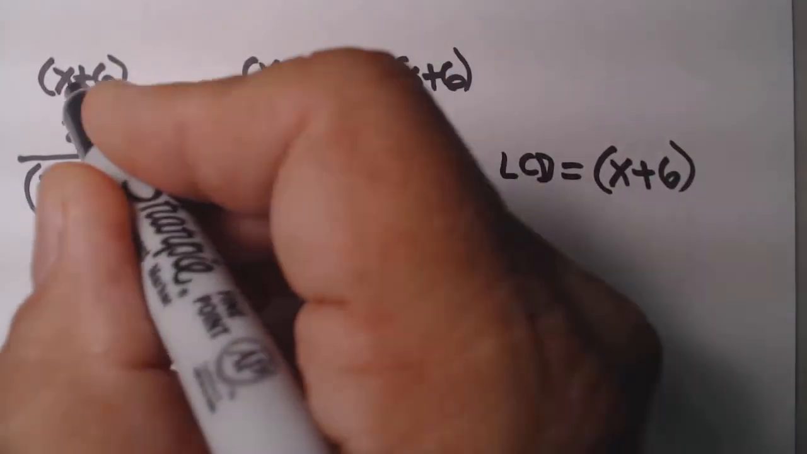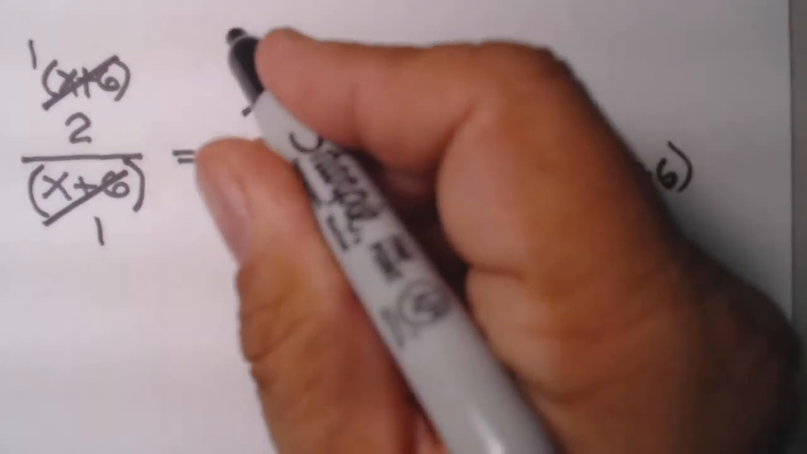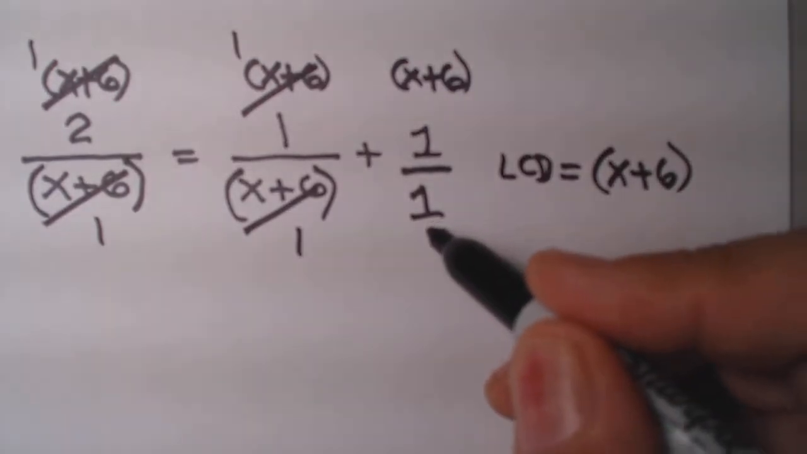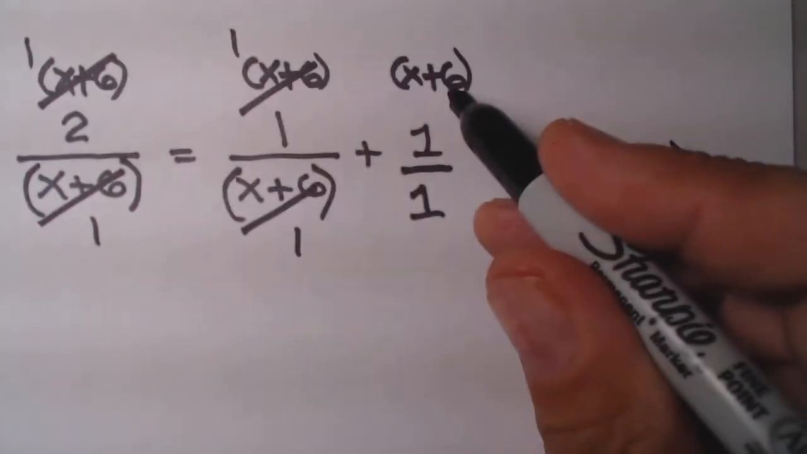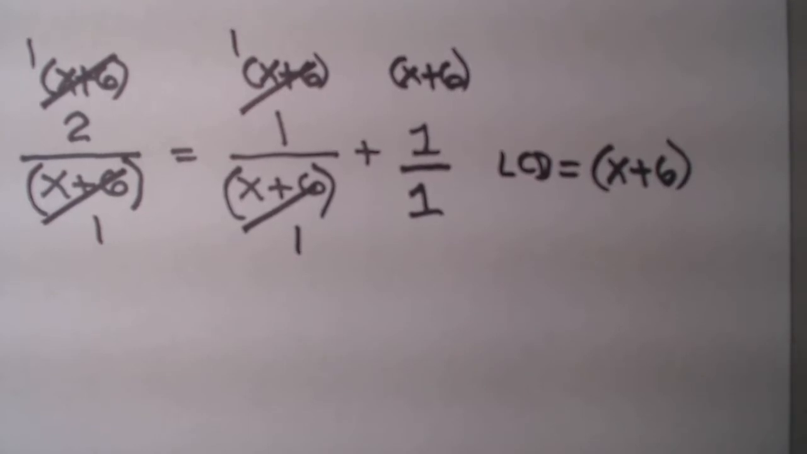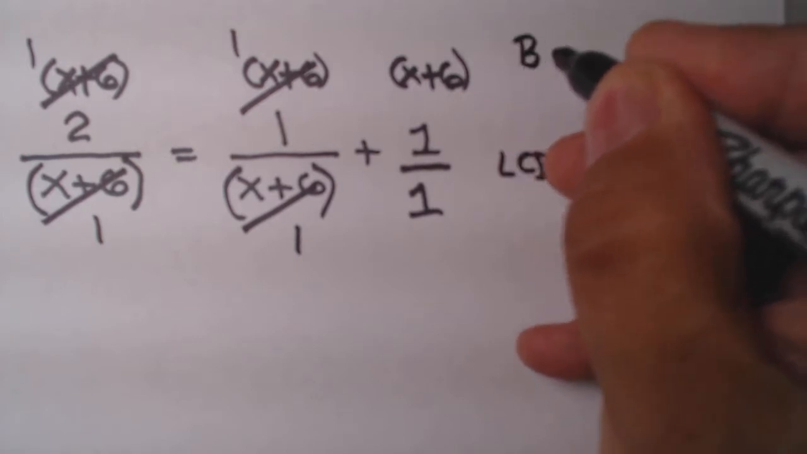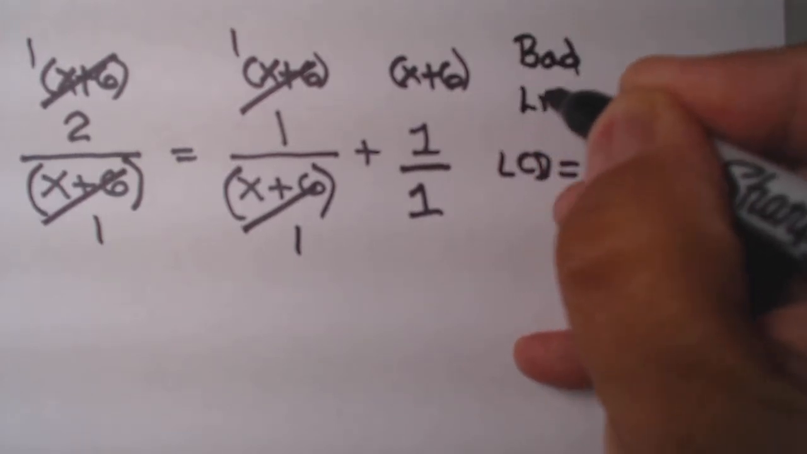X plus 6 goes once here, goes once up here. First guy on the right, x plus 6 once here, once here. Notice the second guy already at 1, so the full x plus 6 stays. Okay, now let's go put all the leftovers together. Whoops. Let's do one thing here. Forgot again the bad list.